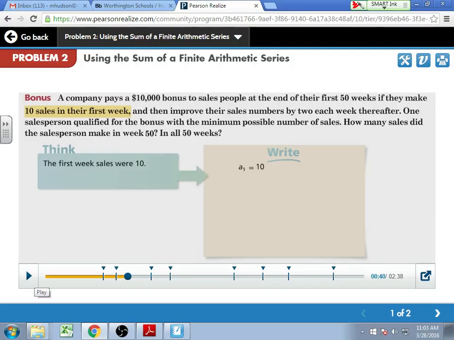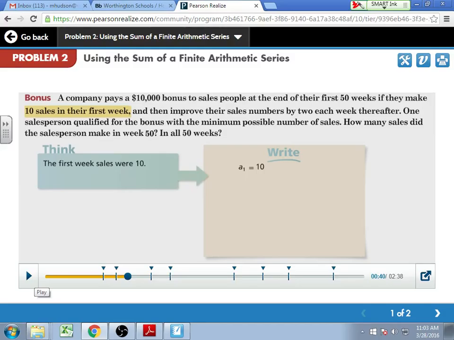Now we deal with real situations. Greg, you're very close to finding a new desk. A company is going to pay a $10,000 bonus to salespeople at the end of their first 50 weeks if they make 10 sales in their first week and then improve their sales by 2 each week thereafter. One salesperson did qualify for the bonus with the minimum possible number of sales. How many sales did the person make?